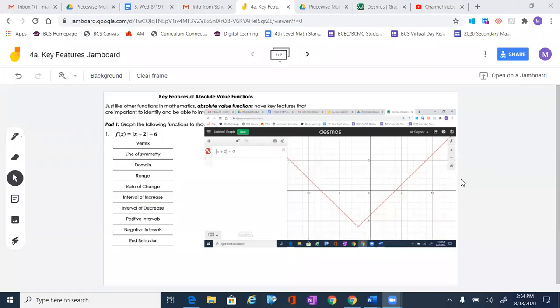I'm here for the second part right now. I'm going to start by looking at rate of change and then working my way down towards that end behavior.